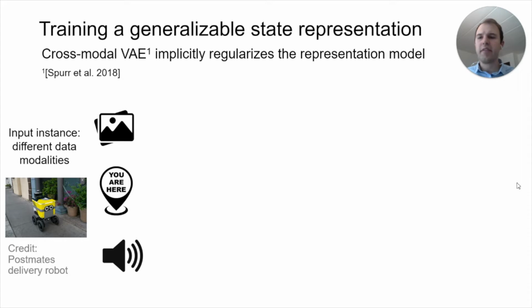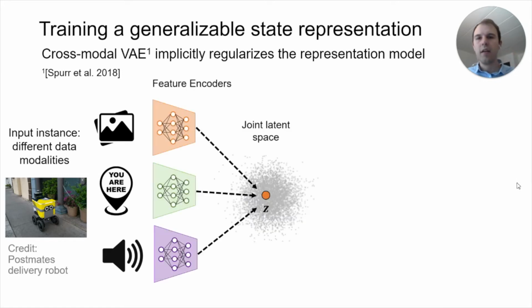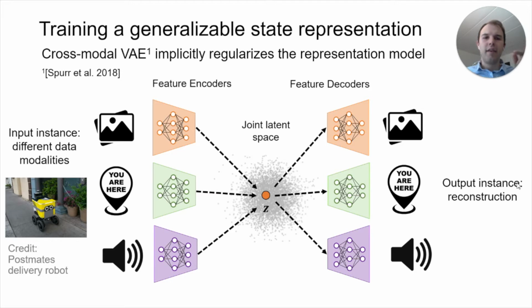Let's say we have a little robot that is delivering goods on a sidewalk, and we can capture multiple data modalities for this robot. Let's say images that it's taking, GPS locations of the robot itself and obstacles nearby, and also sounds of the environment around it. And we can train a single joint latent space by encoding these different data modalities in separate networks, and then by decoding this single joint latent space back into the original modalities.